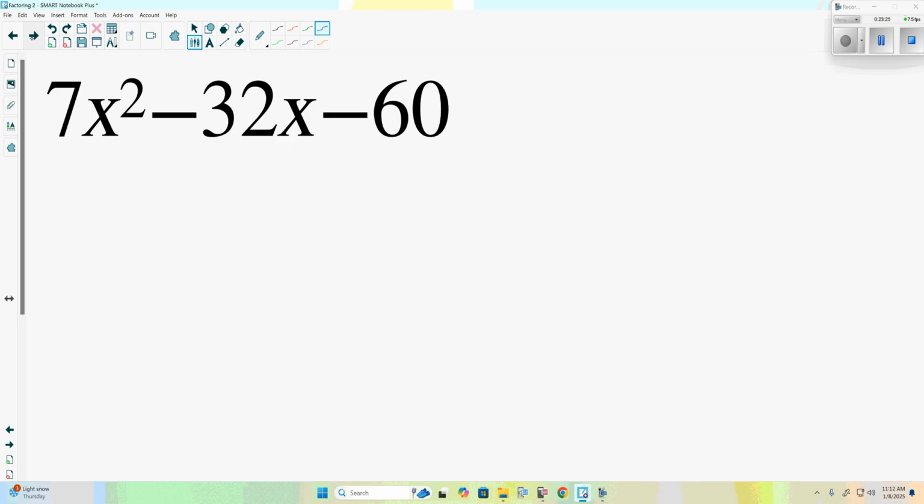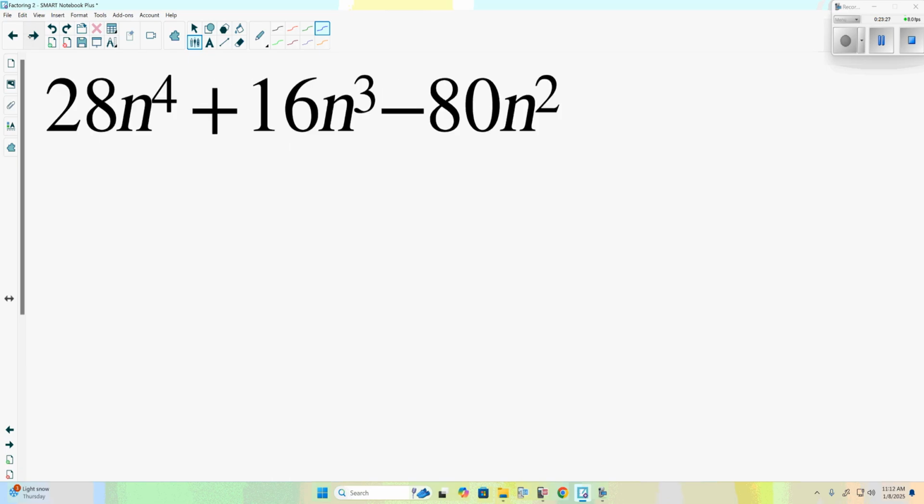All right. Let's look at this one here. Ooh, I don't like that. So we have 28n to the fourth plus 16n cubed minus 80n squared. Yes, I did skip one. Is there a common factor? Yes, there is. 4 is a common factor between 28, 16, and 80.